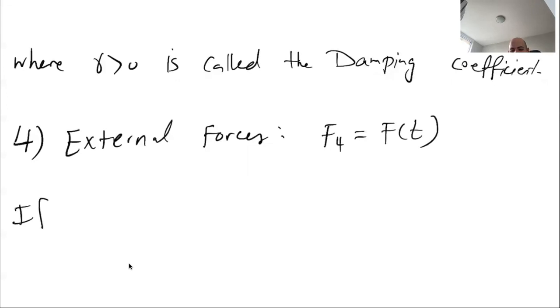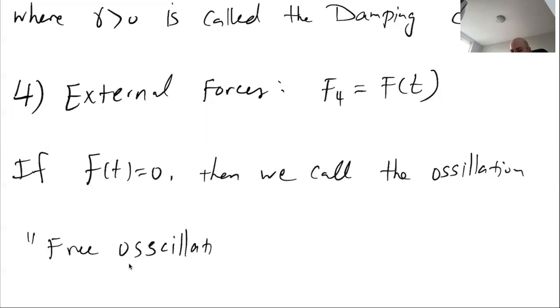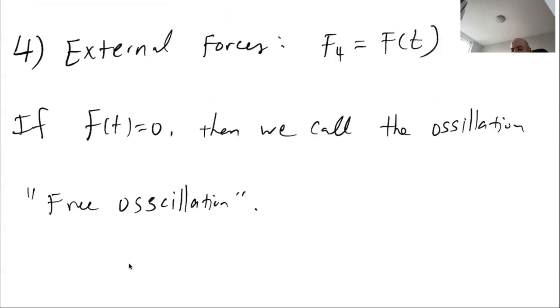And if F of t equals 0, then we call the oscillation free oscillation. So we have these types of forces that we can have applied to the object. So now we are ready to write Newton's law.